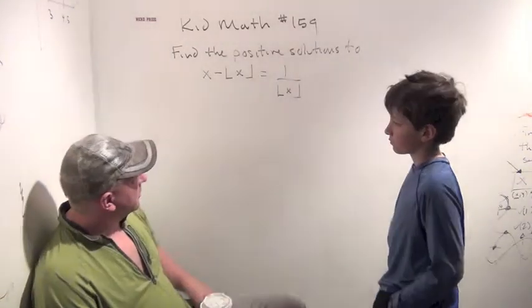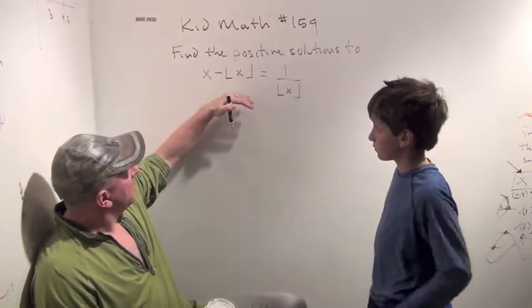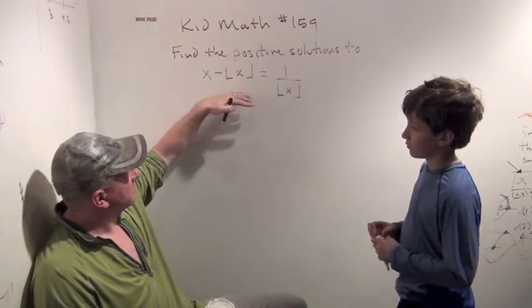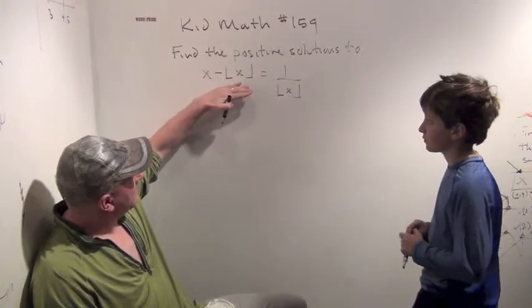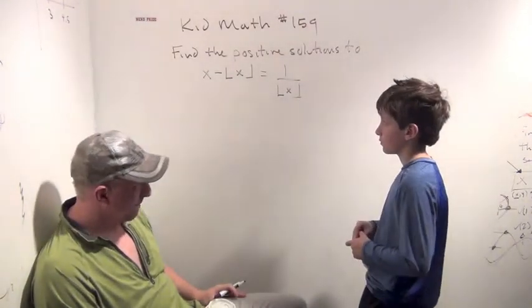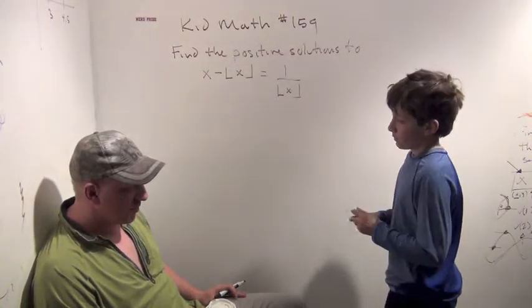We're not going to solve this problem all the way through, because this is what we worked on for the whole morning. This is a problem from an old Mathcounts test. It actually asked to find the first three positive solutions, but we're going to find all of them. Find the positive solutions to x minus floor of x equals 1 over floor of x. So how do you want to proceed with this?